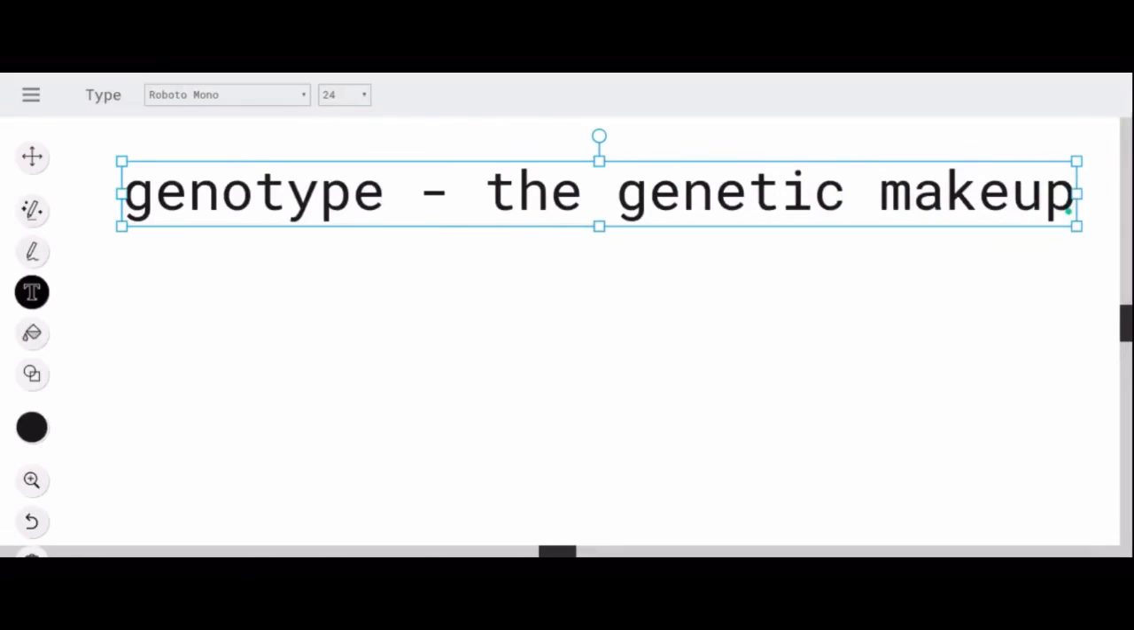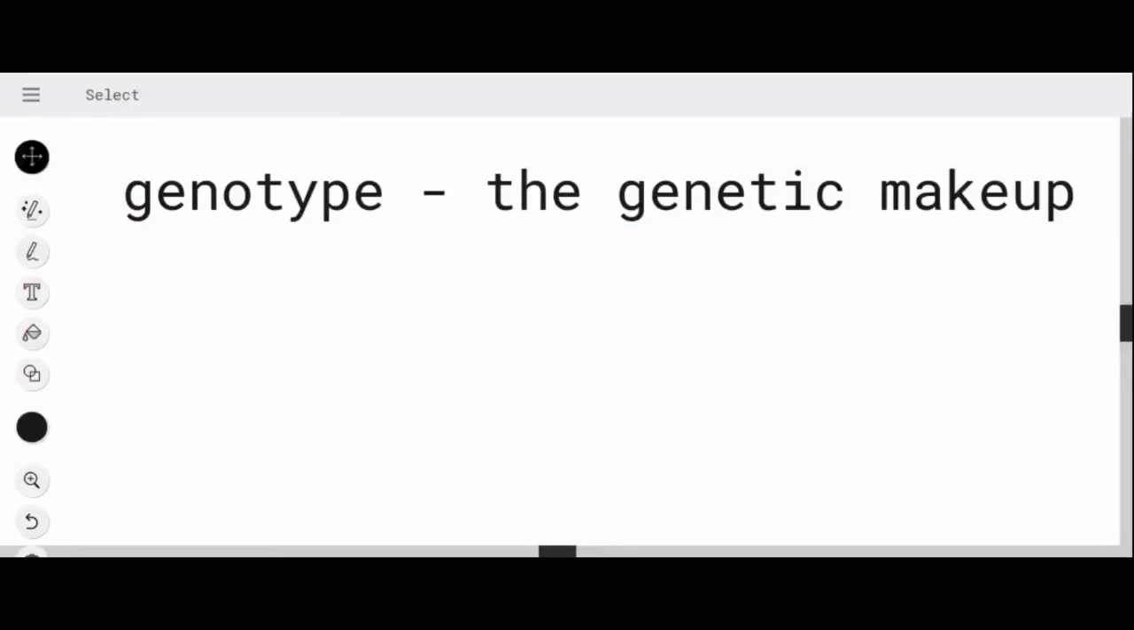Okay. So the first word you need to know: genotype. Your genotype is simply your genetic makeup. Your genes, your DNA, what's in there. Your alleles, which I'll explain later. Your traits, your genes, everything.